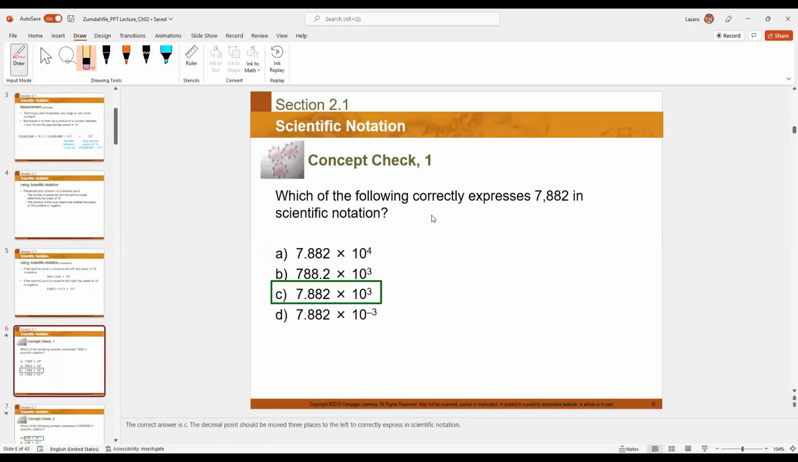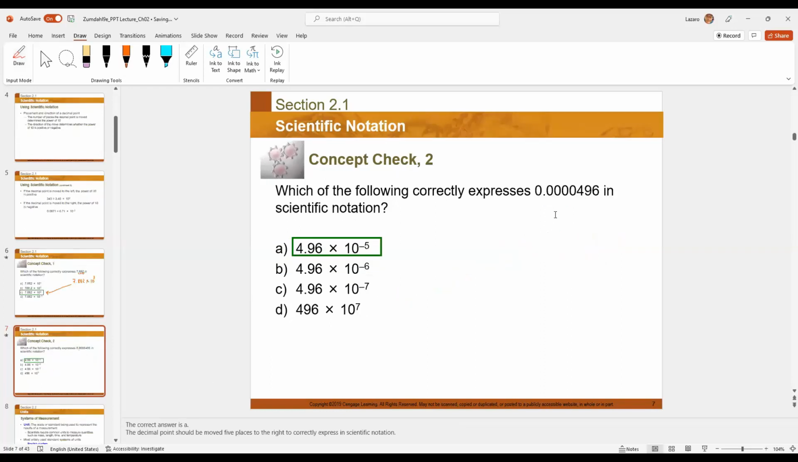Which of the following correctly expresses this number in scientific notation? Well, what do you do? You say, well, the dot is supposed to be here. Then I have to move 1, 2, 3 times. 7.882 times 10. Oh, you move to the left, then the power is positive. How many times? 3 times, and it will be cubed. Then the answer, as you can see, is this one.